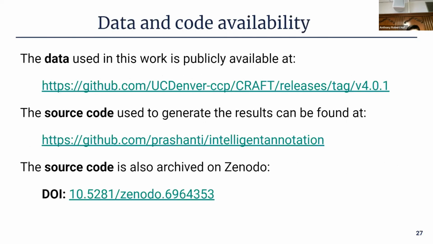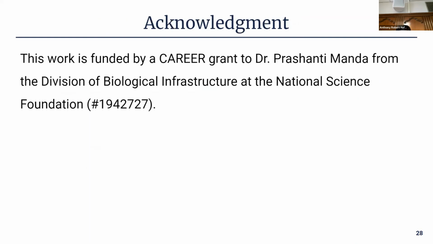And the data that we have used, as I explained, is version 4.0, which is publicly available at this link. And the source code that we have used to generate the results is also publicly available in GitHub. The source code is also archived in Zenodo at this DOI.